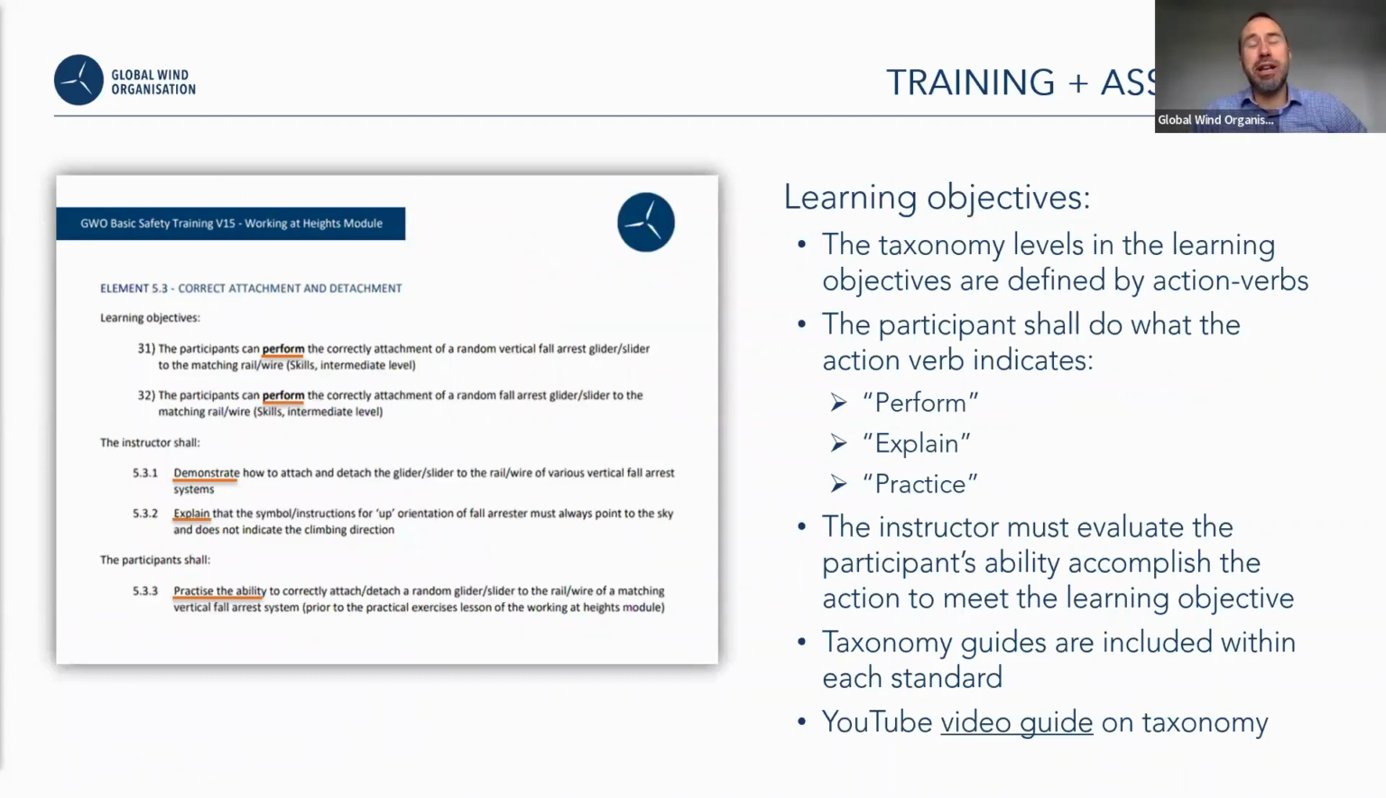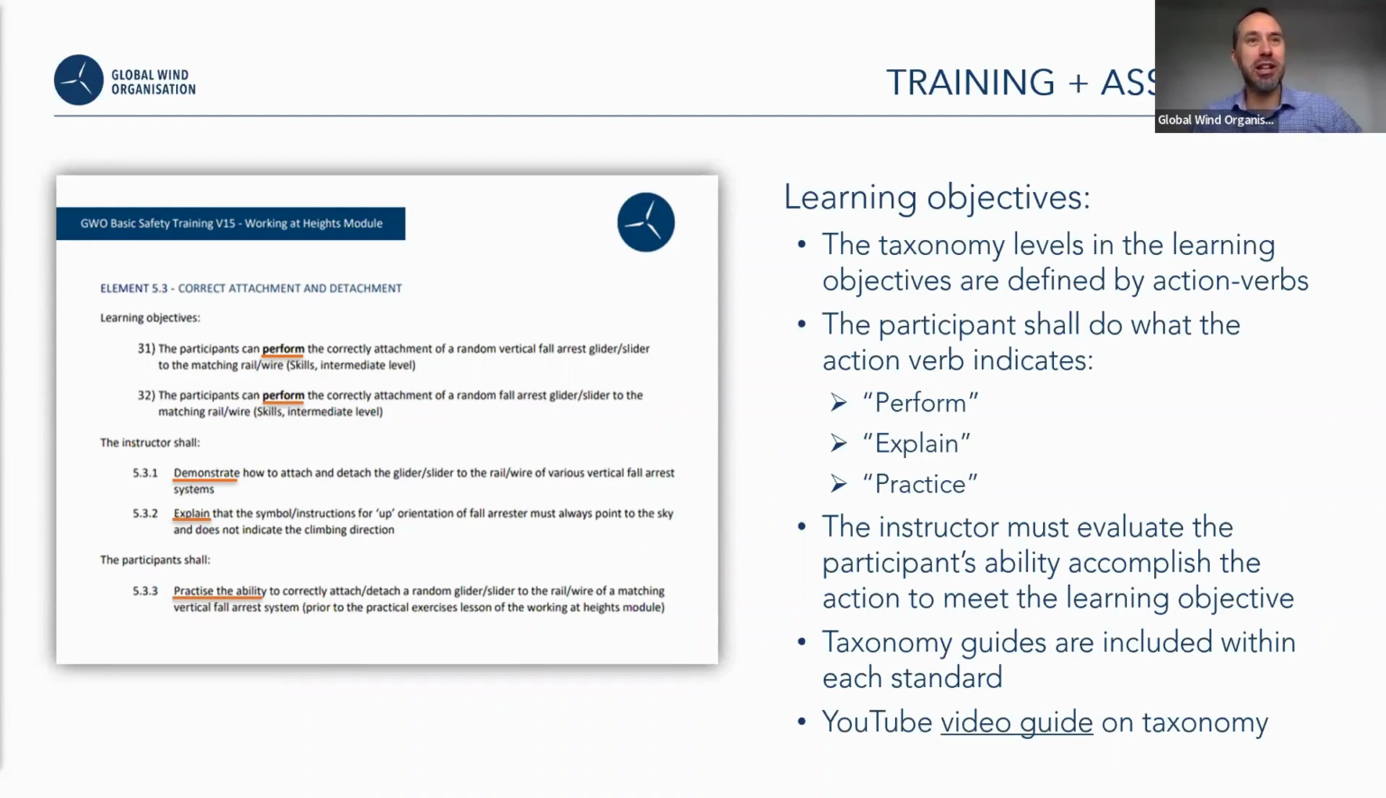Our training program, the GWO training, is not an off-the-shelf product that you just plug into your PowerPoint and go. It is a list of learning objectives that need to be achieved in your training. And so you see an example of a snip of the Working at Heights module from the BST. This is just one element of it.